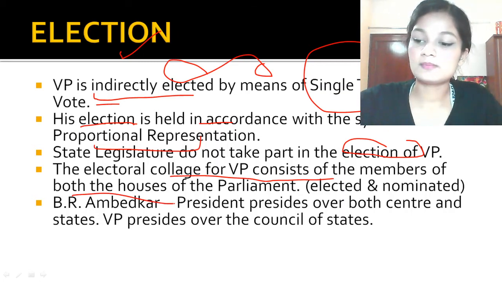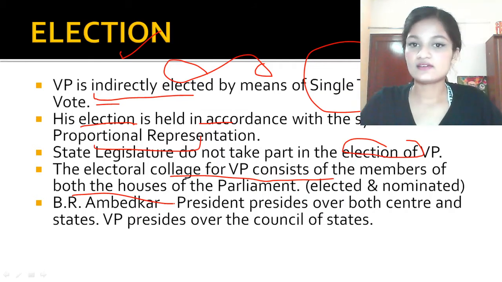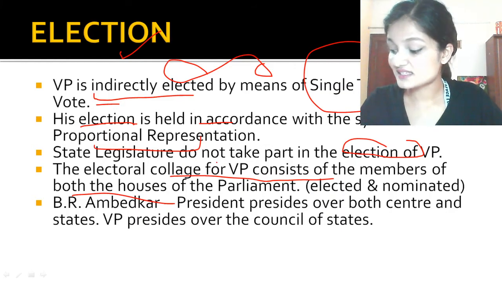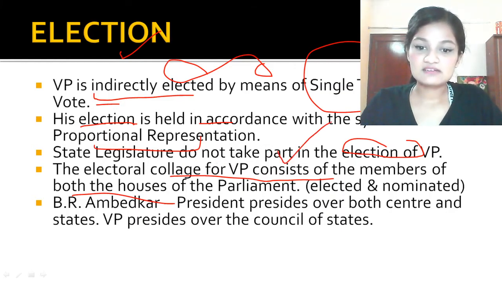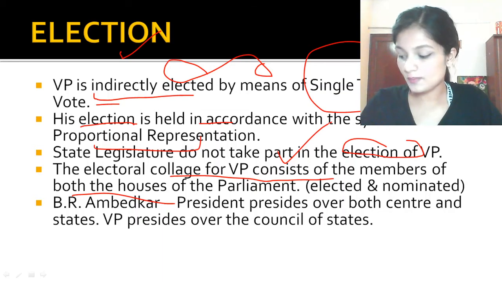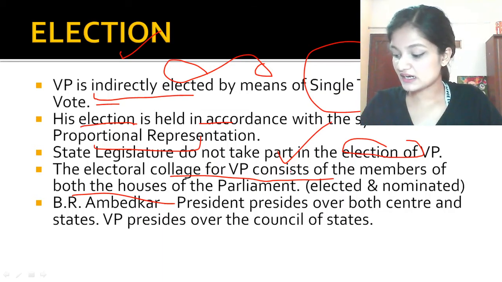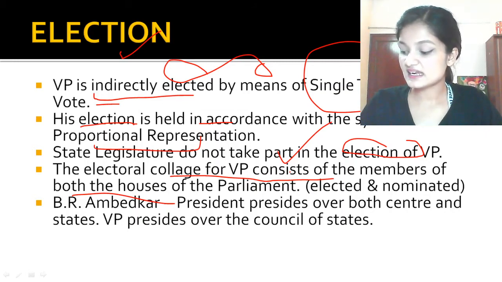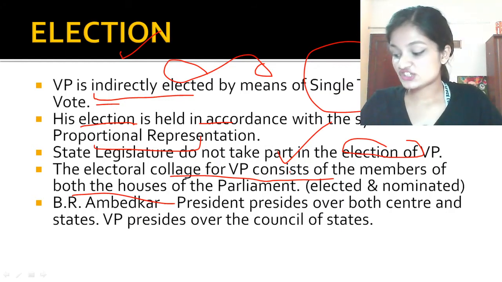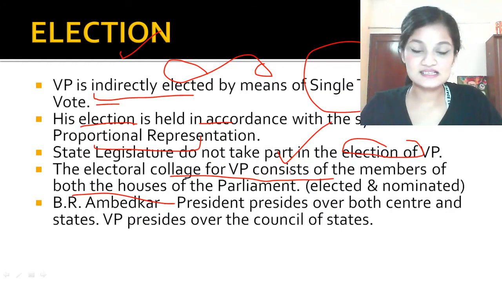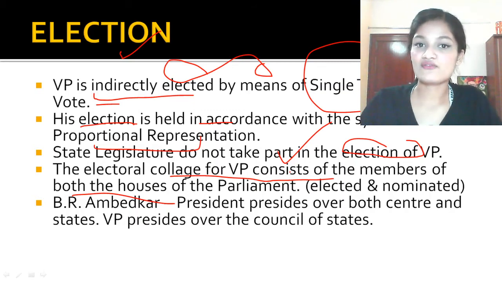This is perhaps the difference between the vice president and the president, that the electoral college of the vice president consists of both the elected members as well as the nominated members of the parliament. It also does not include the members of the state legislative assemblies, though in the case of the president, the elected members of the state legislative assemblies are included. So this is the key difference between the electoral college of a president and the electoral college of a vice president.